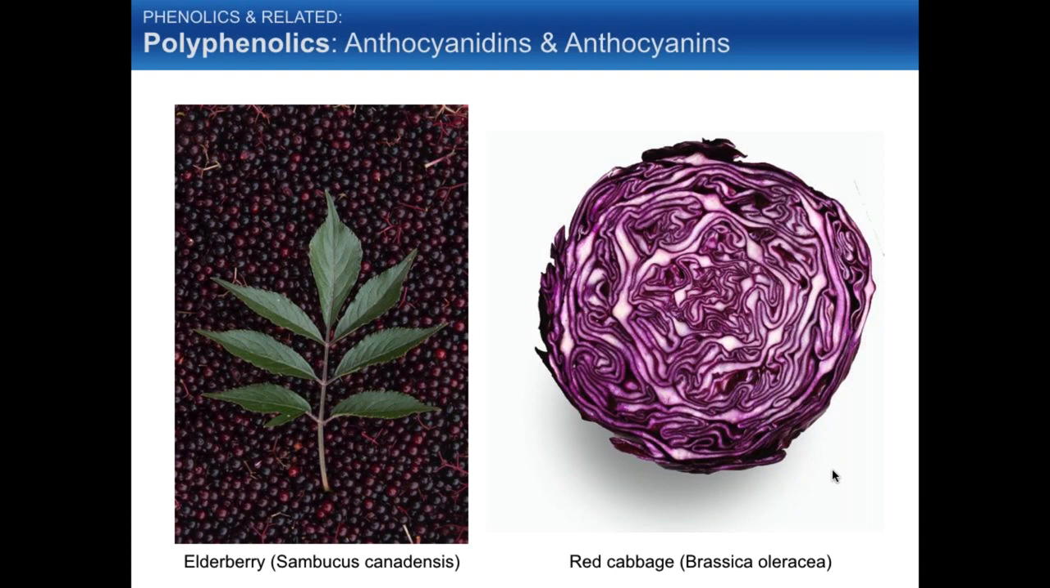When you look at things like red cabbage, in addition to having those benefits that you get from having a brassica, which we'll talk about a little bit later on, some of those sulfur compounds and other compounds found in broccoli and cabbage and kale, red cabbage in particular has been bred to have anthocyanidins in it as well.